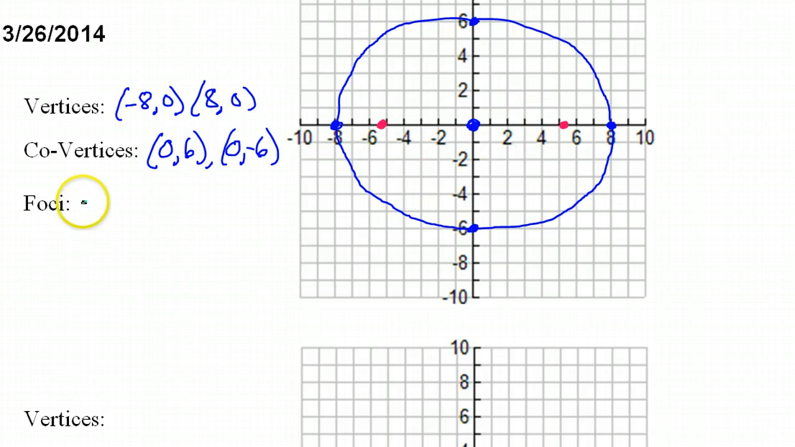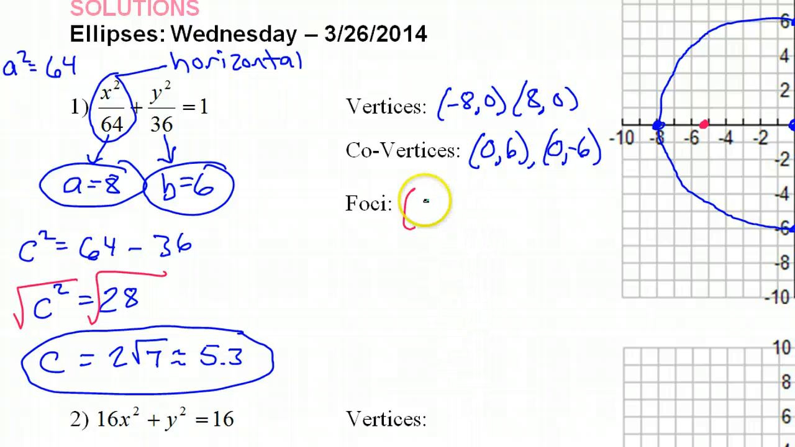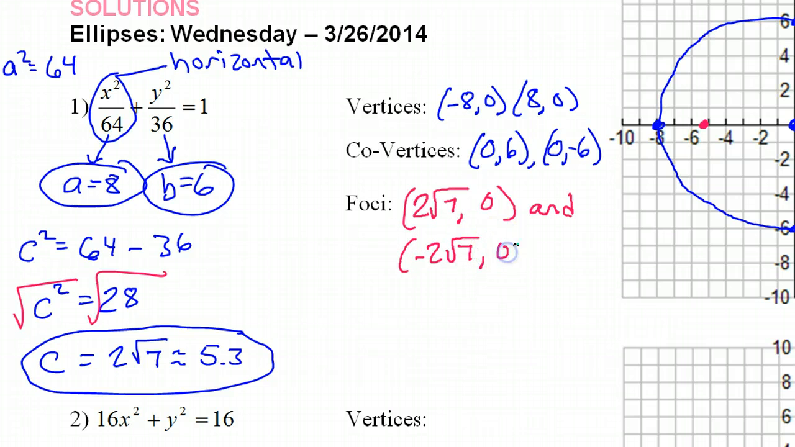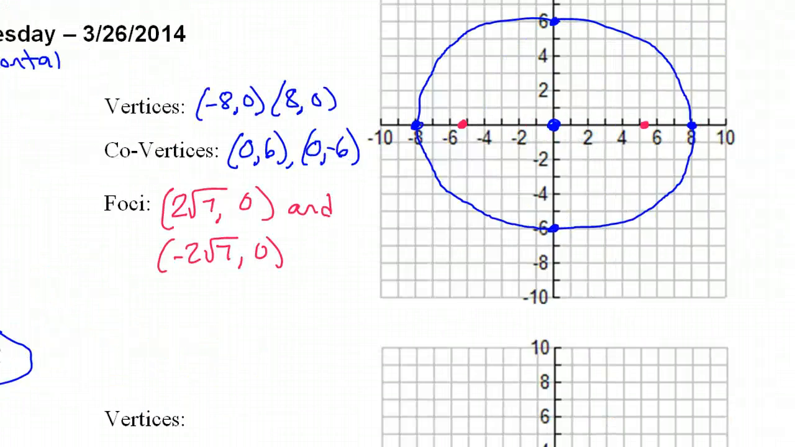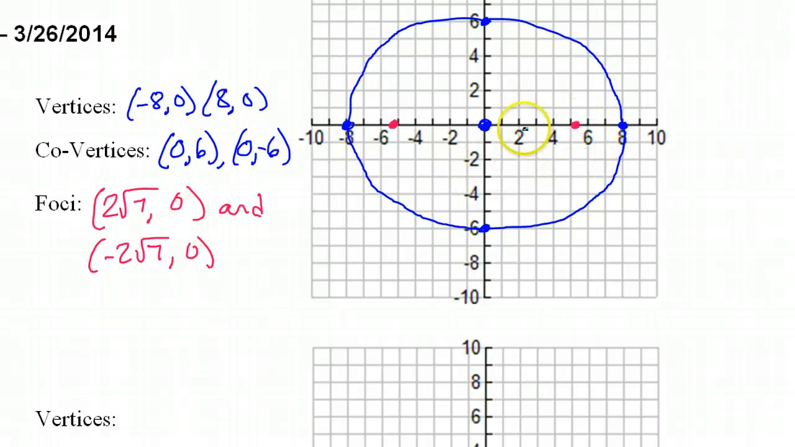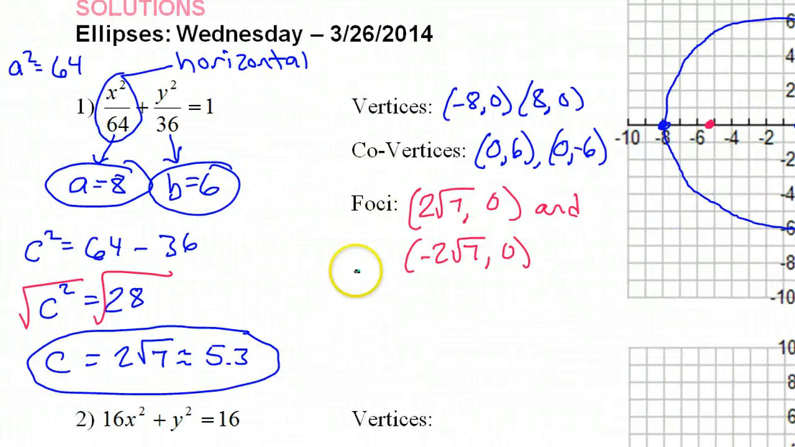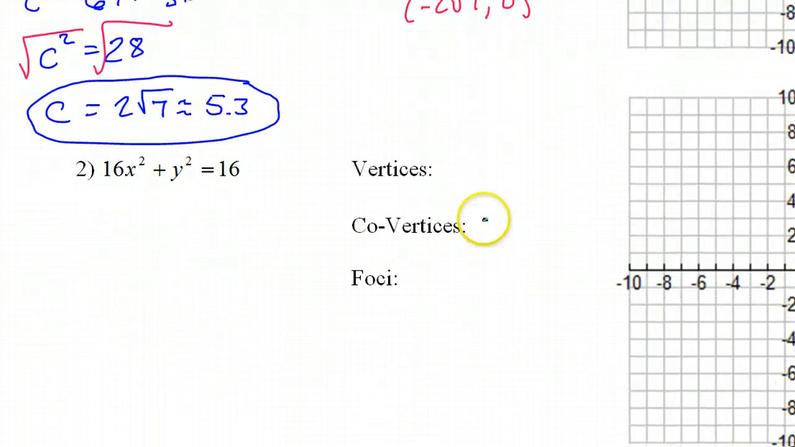Now, when I list my foci, I'm not going to say 5.3, 0. I'm going to use the exact radical form. So I'm going to say 2 radical 7, 0, and negative 2 radical 7, 0. Those are the exact coordinates of these 2 points. So again, don't use the 5.3 when you list them. Use the 2 radical 7. And that's it. We graphed it. We stated the information. So let's move on.